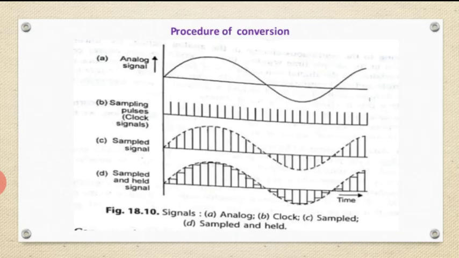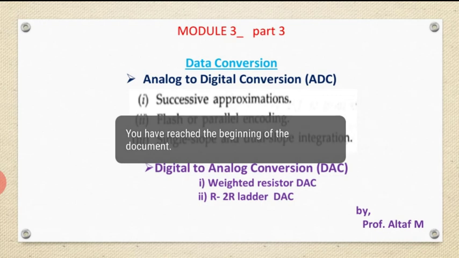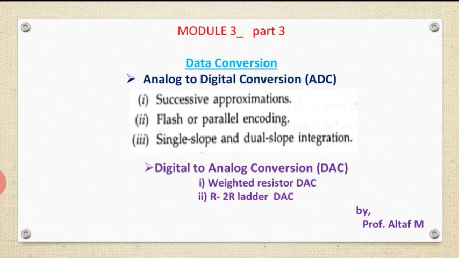Today I have discussed the successive approximation ADC, flash or parallel encoding ADC, and single slope ADC. All these three analog to digital conversions I have discussed, and next digital to analog conversion. I discussed the weighted resistor DAC and the R-2R ladder. Apart from this I have discussed the multiplexer. And there was one last block diagram where both ADCs and DACs are used.